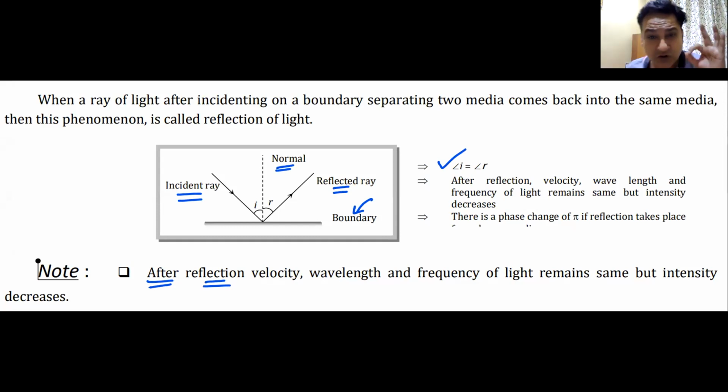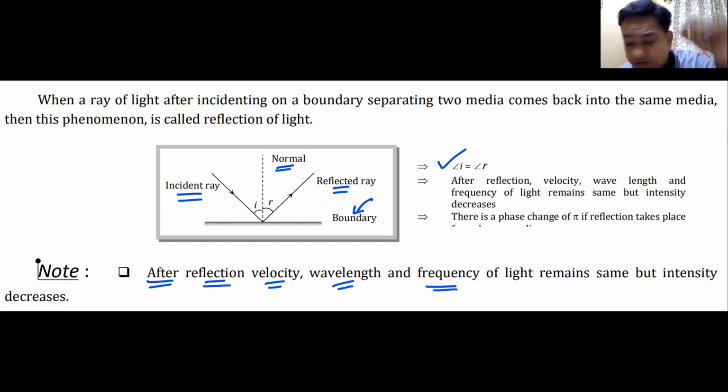After reflection, which quantities remain the same and which quantities will change? The question will come, so please remember what quantities of light will remain the same. The velocity of light will remain the same. The wavelength of light will remain the same. They remain the same because it is in the same medium. The frequency of light will remain the same. Frequency of light normally always remains the same unless there is a Doppler effect. Even in the Doppler effect, the original frequency remains the same. Frequency depends on the source which is creating light. Unless you change the source, the frequency will remain the same.